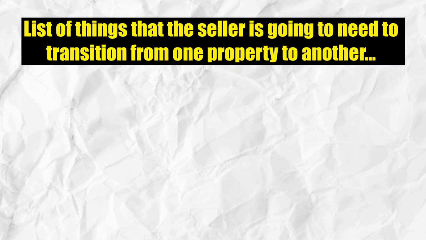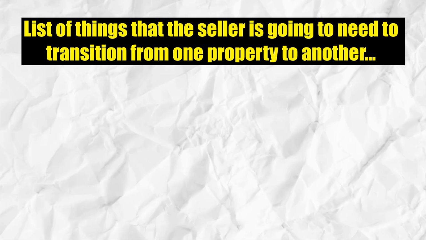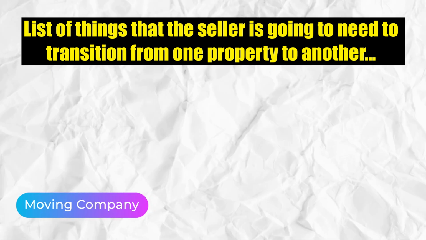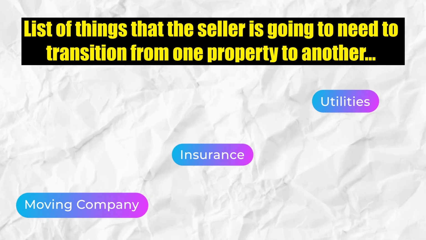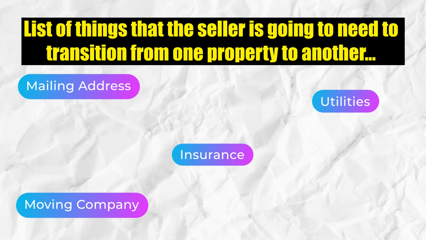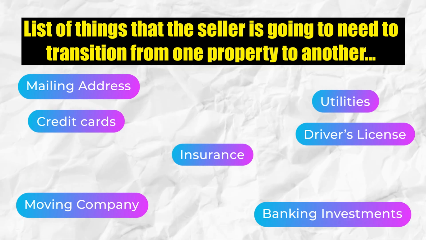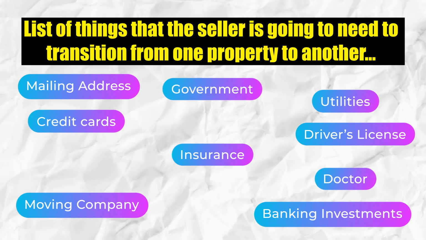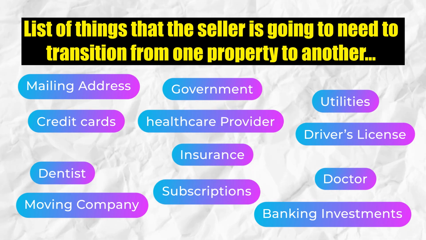Here's a list of things that the seller is going to need to transition from one property to another while moving. They might need to hire a moving company. They're going to need to transfer their insurance, their utilities, and of course, remember to change your mailing address for any schools that you're a part of, your driver's license, your banking, investments, credit cards, the government, your doctor, dentist, healthcare providers, and any other subscriptions that you're already a part of.